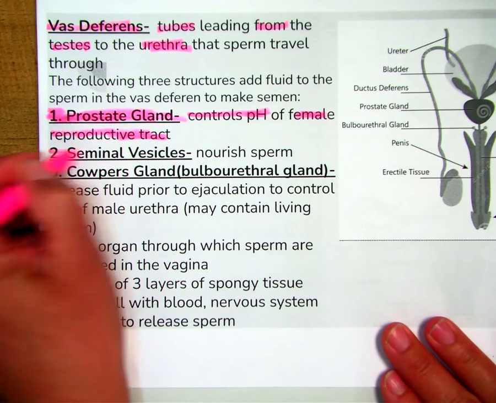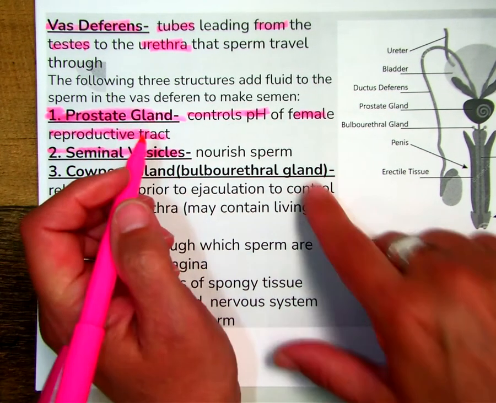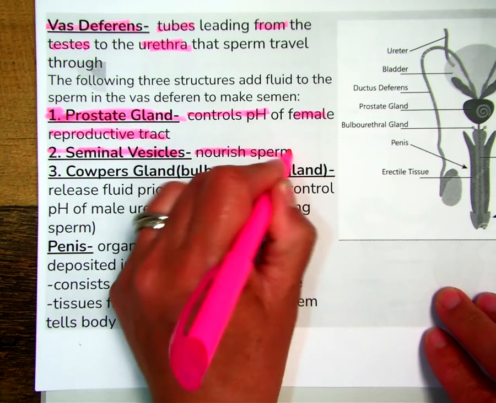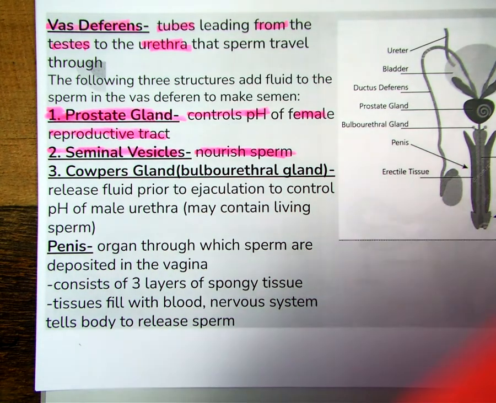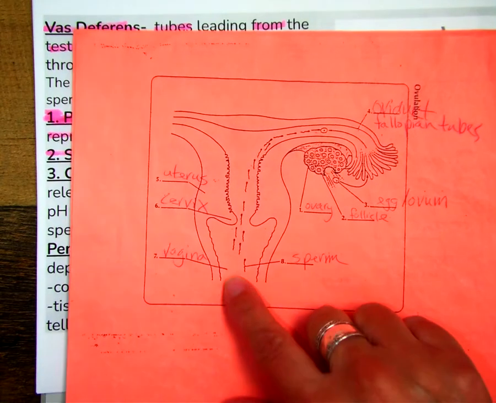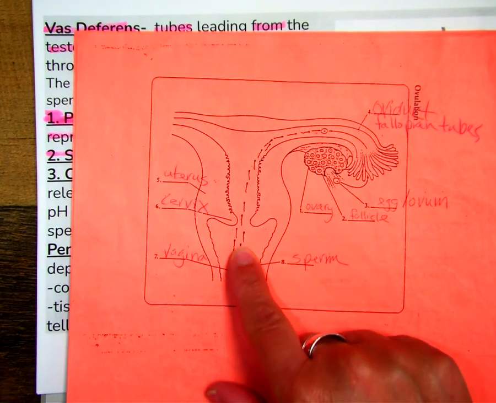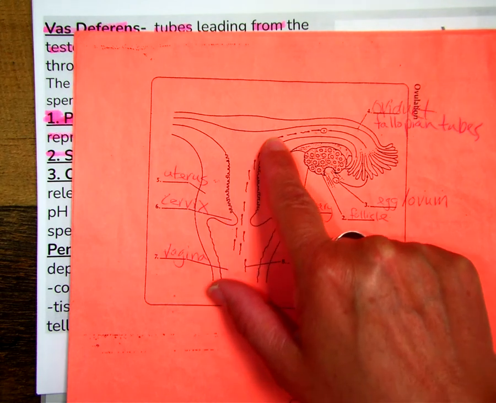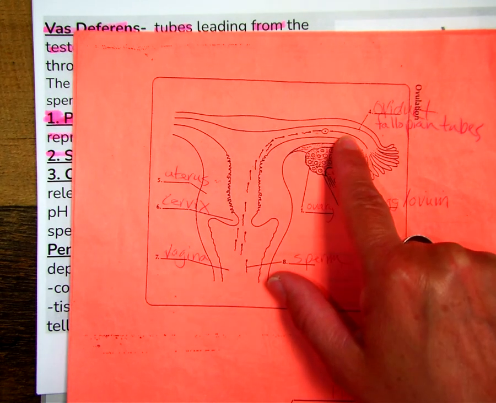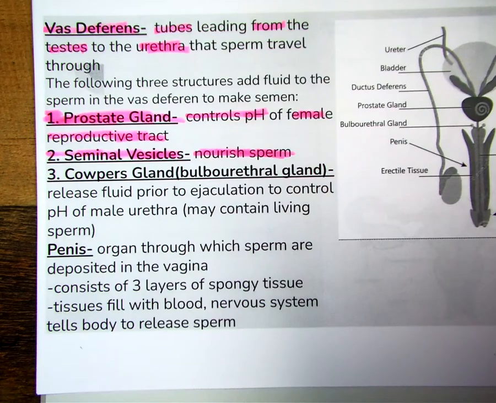The seminal vesicles are going to nourish the sperm. We want to make sure they have that nourishment. It is a long swim. We'll use this picture in the picture packet. Sperm are deposited down here, and they have to swim all the way through the vagina, through the cervix, through the uterus, and then almost all the way up here, into the oviducts. So it's a long swim.